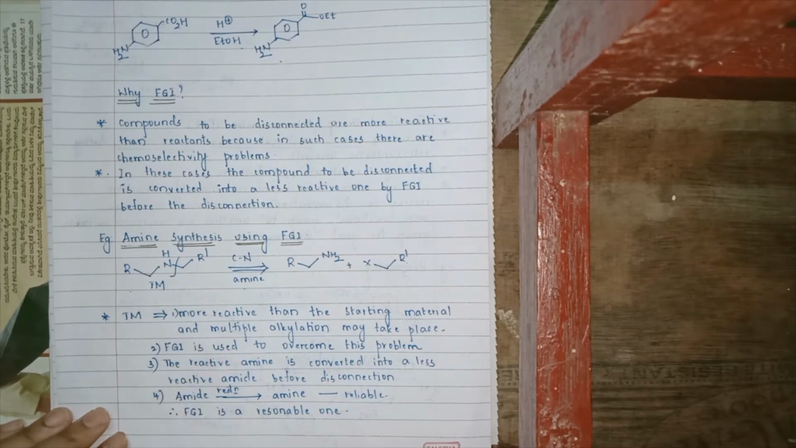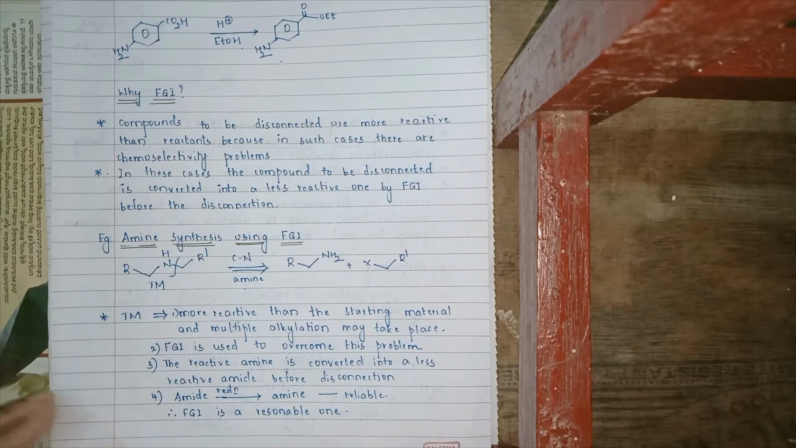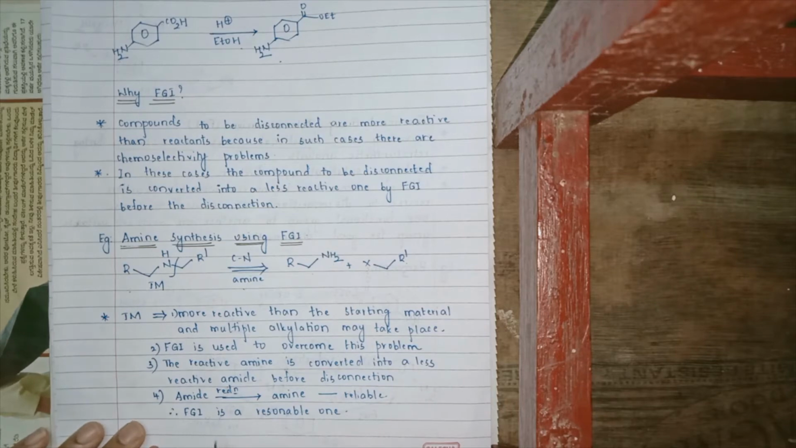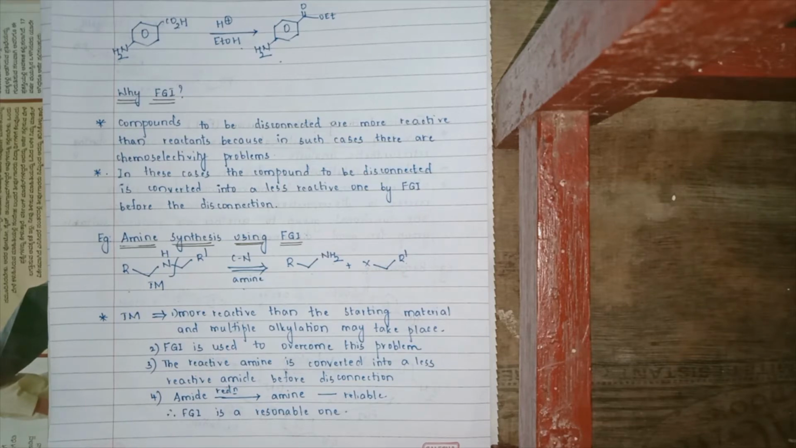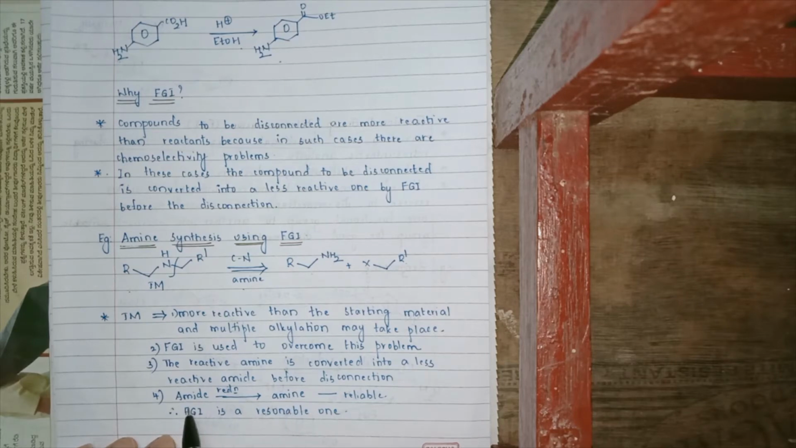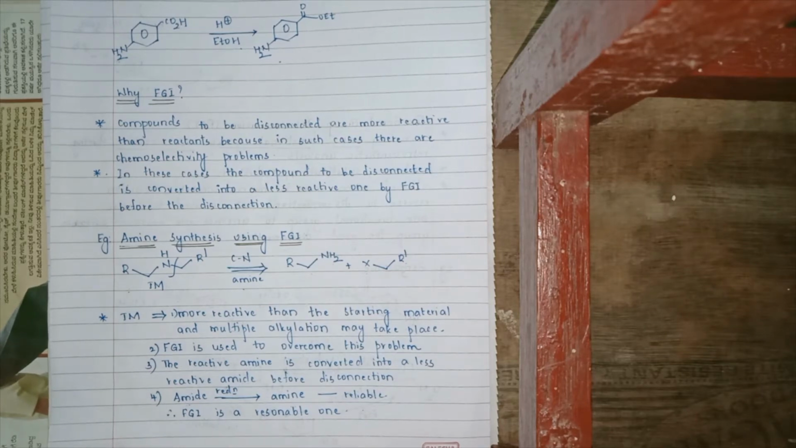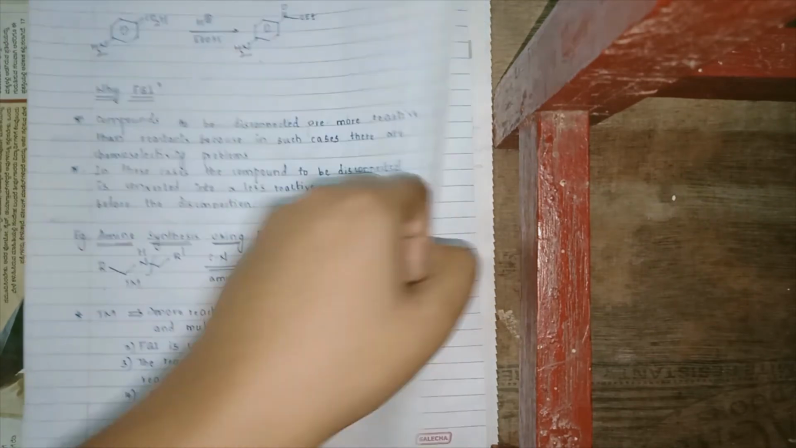So how we actually avoid that multiple alkylation is by utilizing a functional group interconversion. Now this reactive amine is further converted to an amide system, so that now this is less reactive, and further this amide system can be reduced and we get an amine system, which is a more reliable system for the further synthesis. So what we do is, we convert that amine system into an amide system first, and through reduction we convert this amide to an amine, which is more reliable. Therefore, functional group interconversion is a more reliable system in the alkylation of amines.